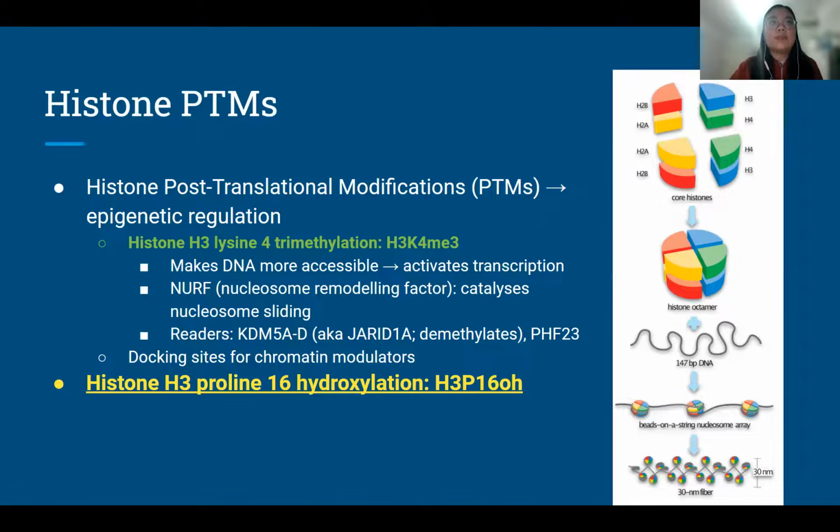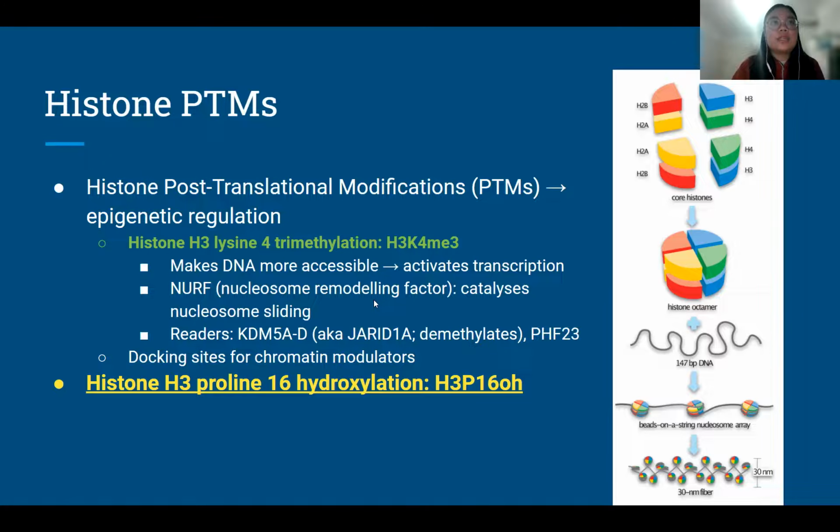Basically, there are different enzymes and proteins which will interact with these trimethylation sites. The one we will be focusing on is KDM5A to D, and especially on KDM5A for reasons we'll discuss later. Basically, what these readers do is demethylate these methylated states, and this will lead to variable effects on gene regulation. So it can activate genes, or it can also repress genes.